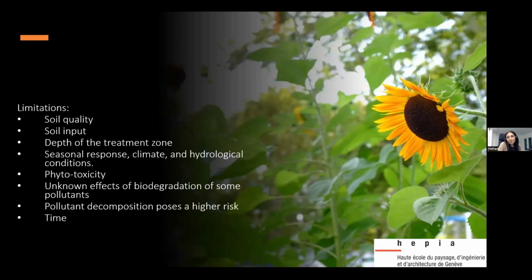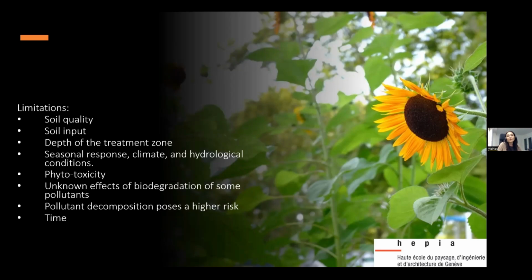So actually, the limitation will be with soil quality. When soil is contaminated in general, it has bad quality because we already affect the microorganisms in the soil, the life in the soil, and the availability of nutrients in the soil. In addition, soil input. I don't know if I mentioned, part of soil contamination is coming from chemical fertilizer. So if we use fertilizer to allow plants to grow, we still have a problem because we add new type of contamination to the soil.